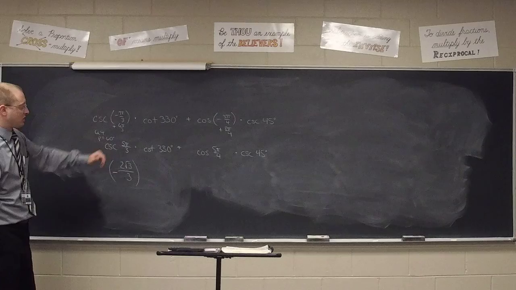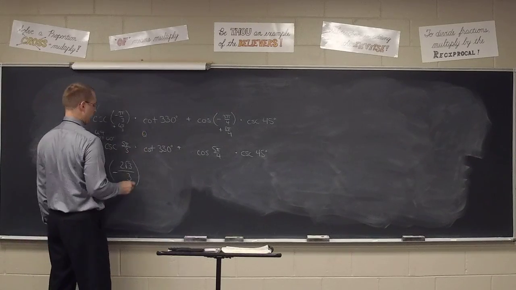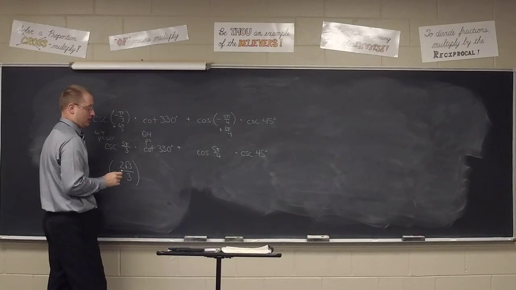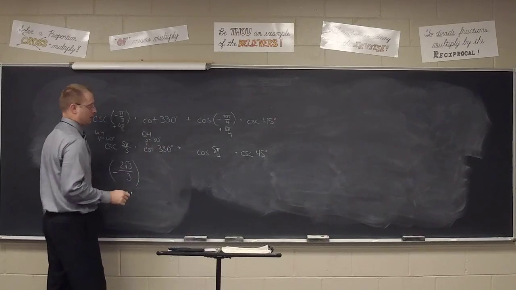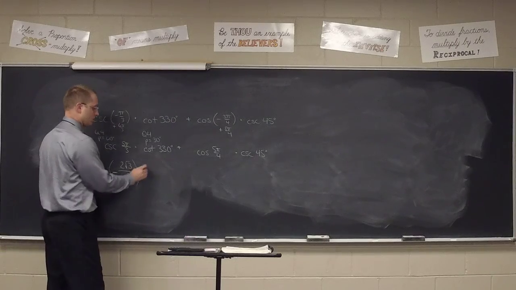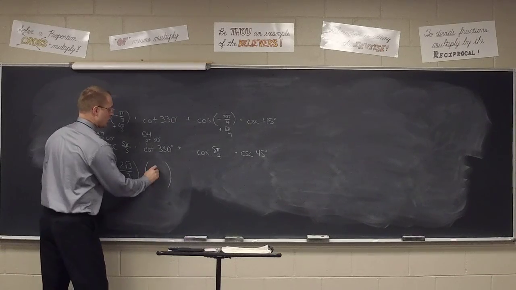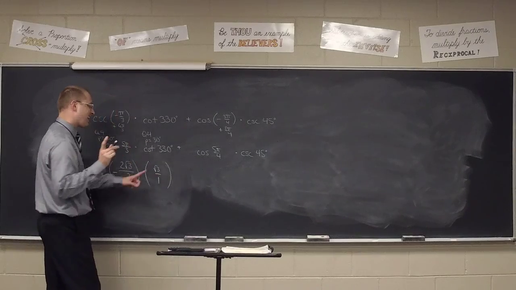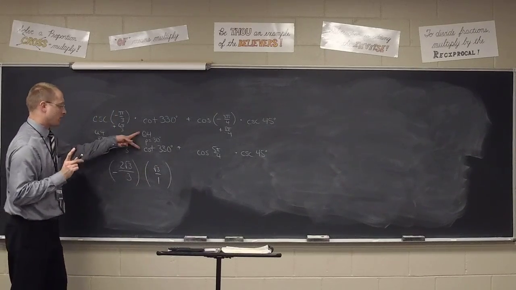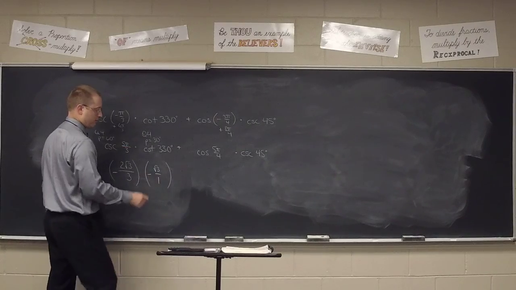All right, let's go to the cotangent of 330. Quadrant 4. Reference angle from 360 is 30. Cotangent of 30 is square root of 3 over 1. And because we have a fraction here, I'm going to go ahead and leave it over 1. I think that'll help us. And then quadrant 4 cotangent is negative.